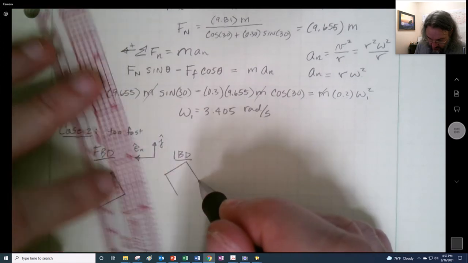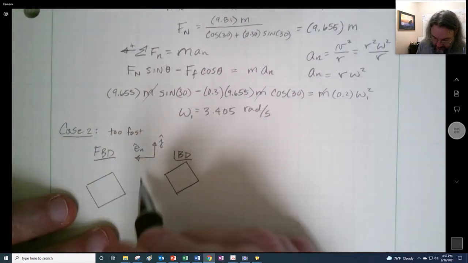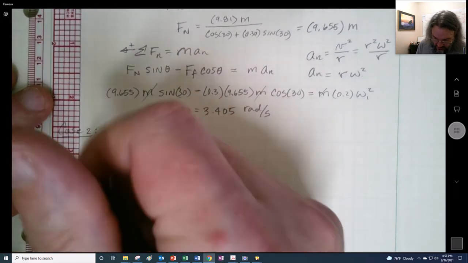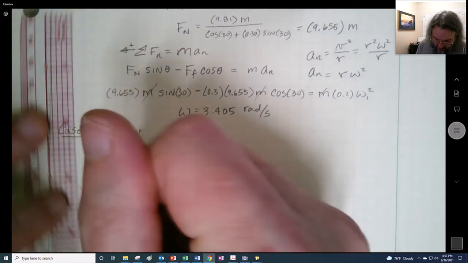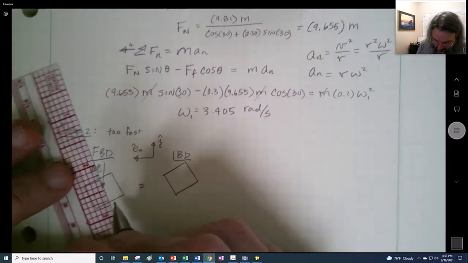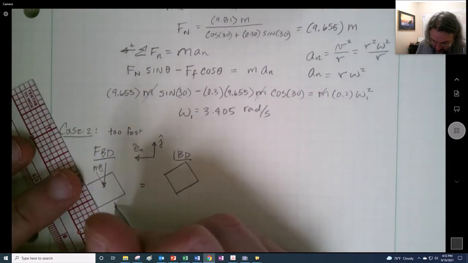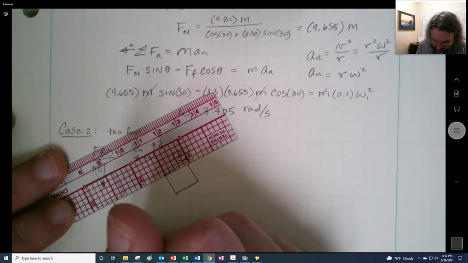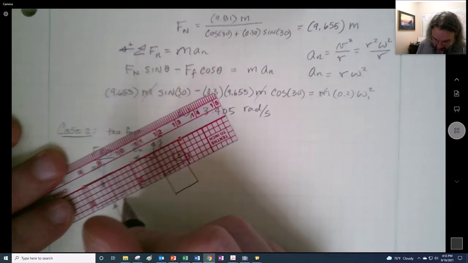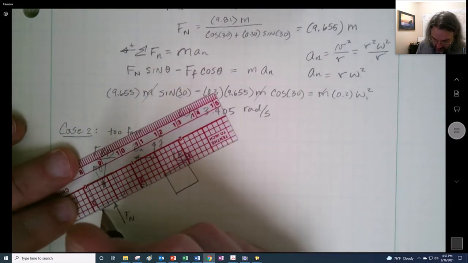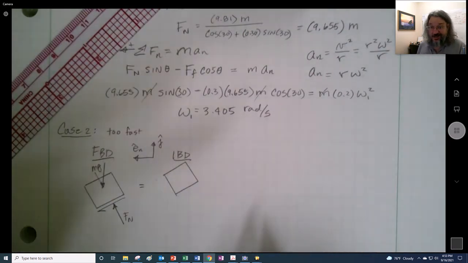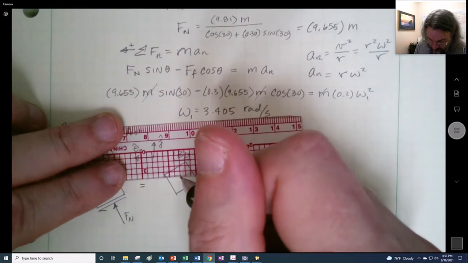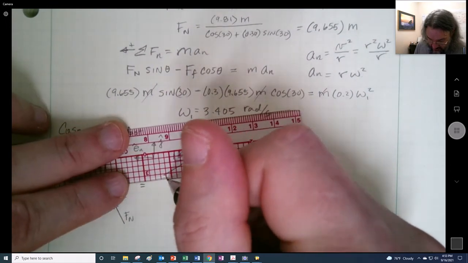Almost everything is going to be the same except for the friction. We're going to have the same weight coming down, mg, and a normal force, but this normal force is not going to be the same. Now the friction force goes this way, because it's trying to slide that way up here, and we don't want it to. The acceleration is still towards the center.